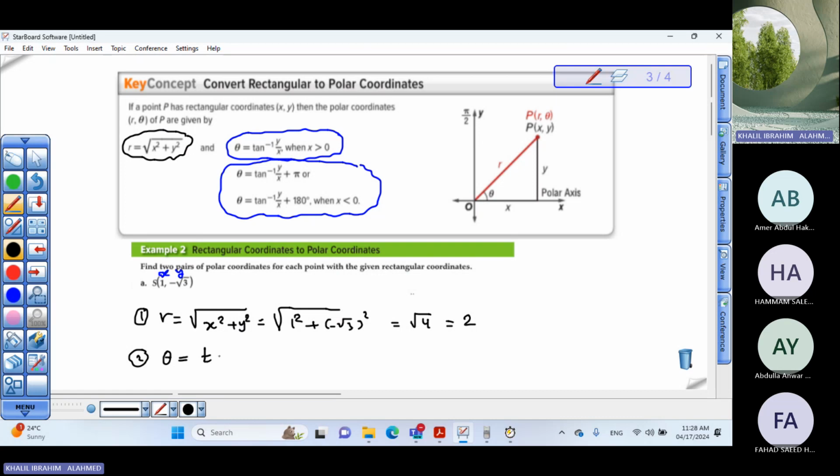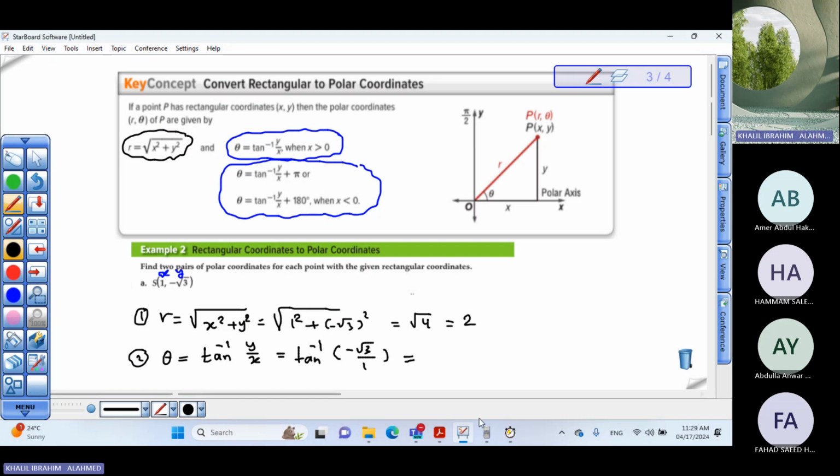This is theta equals inverse tan of y over x, and x here is positive. We didn't need to add pi or 180 because x is more than 0. This equals inverse tan of y, negative radical 3, over 1.